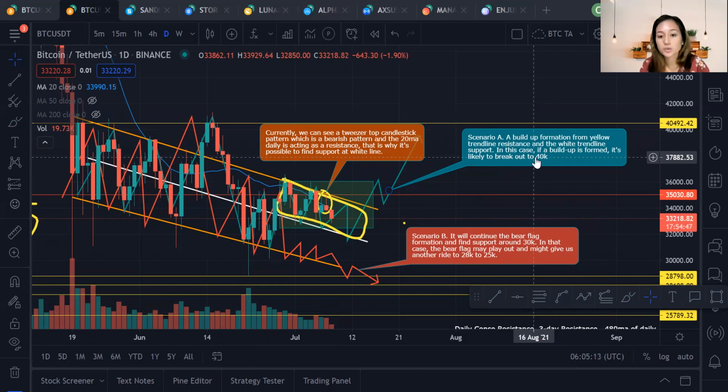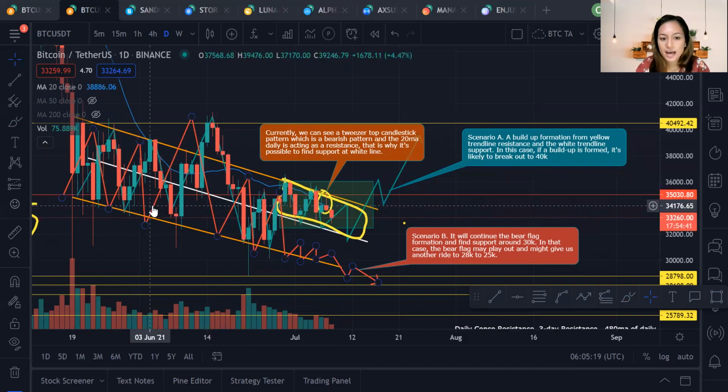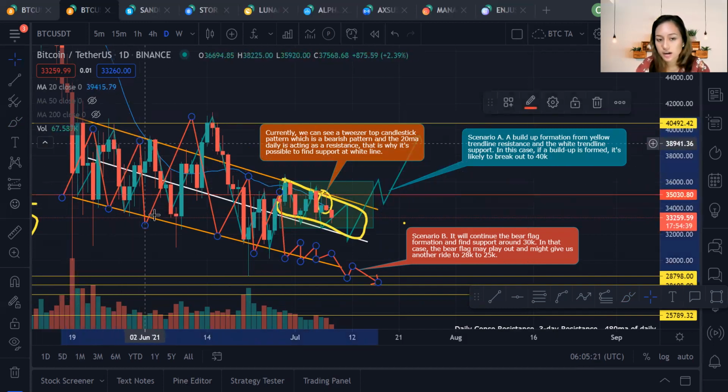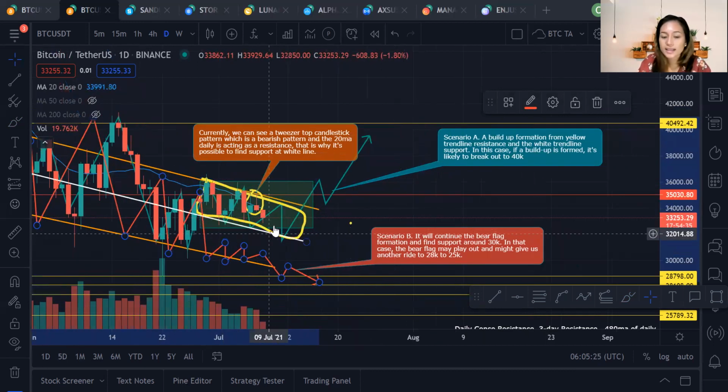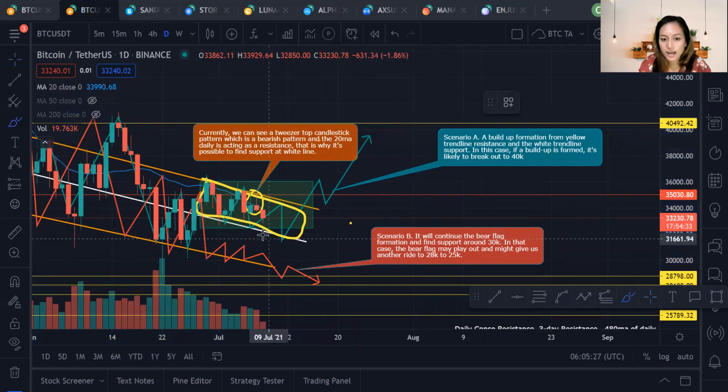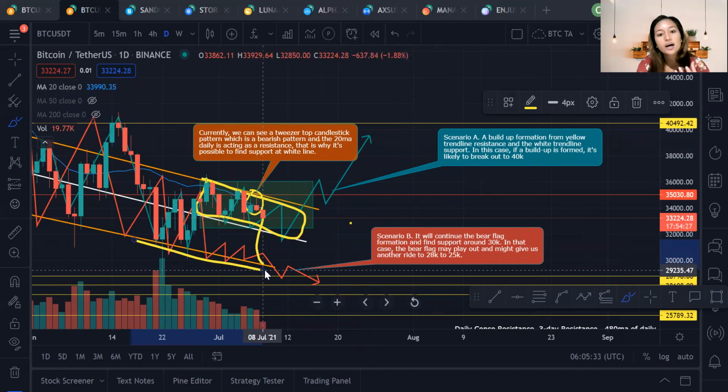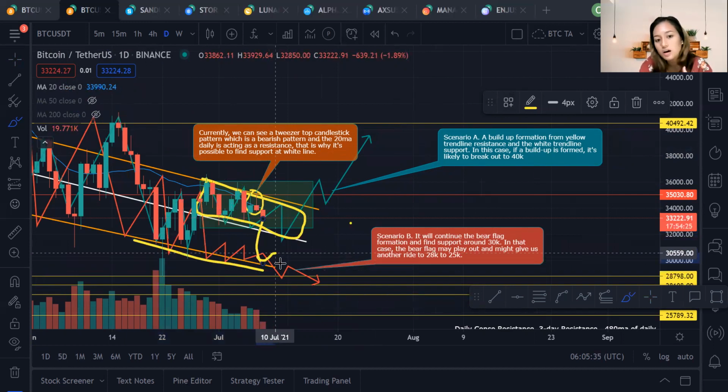Another scenario that we will be talking about is the bearish scenario, which is scenario B. If we can see this path, these red arrows right there. If this white line doesn't hold the price and it continues dropping to this orange trend line right here, and continues hitting this support level, it will break to the downside.